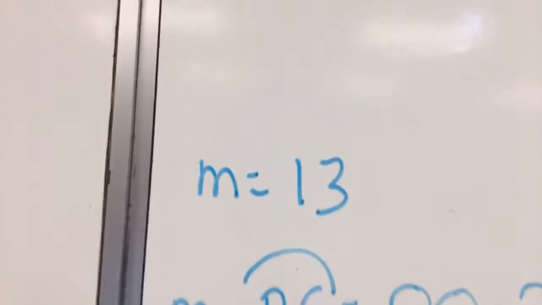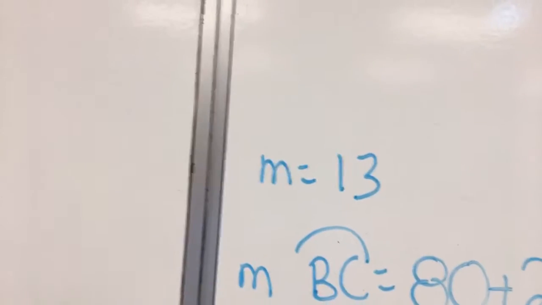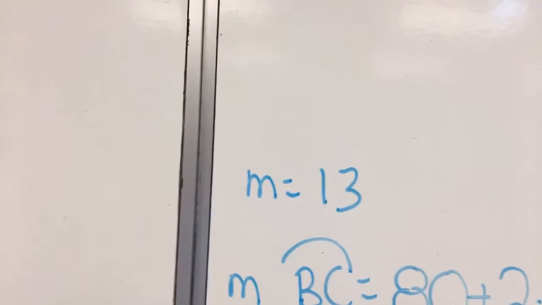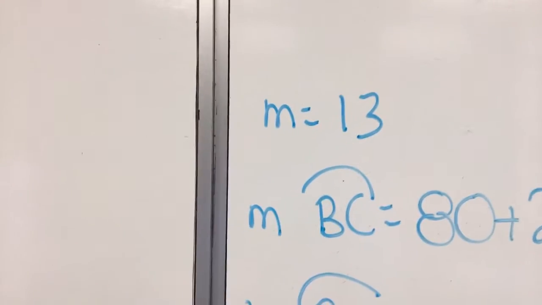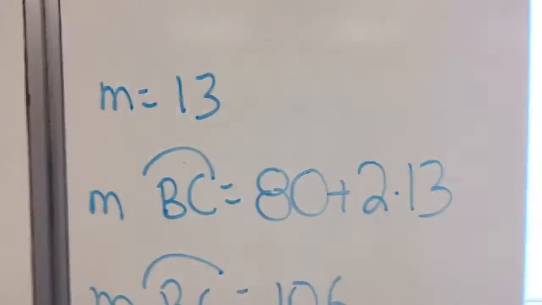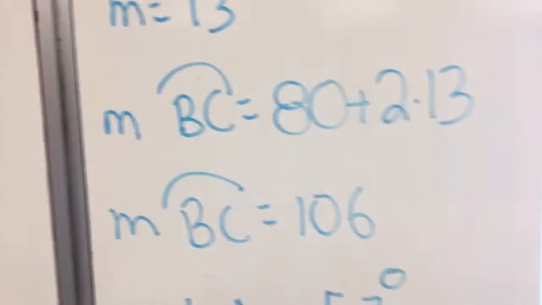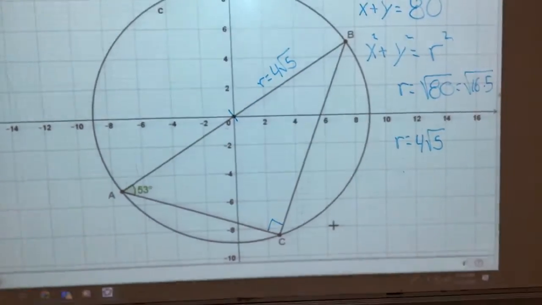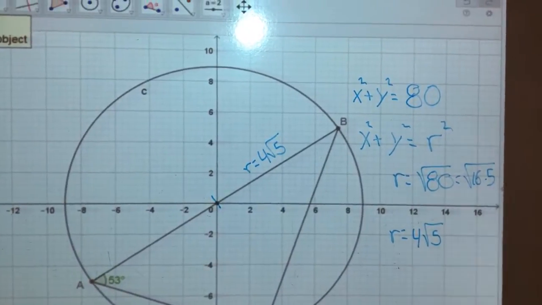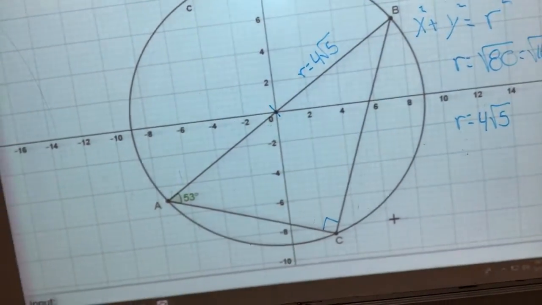My last name starts with an M, therefore the letter that corresponds to that is 13. So the measure of arc BC is 80 plus 2 times 13. The measure of arc BC is 106. Now I put it over here on the whiteboard for you. Now look at that arc from B to C.